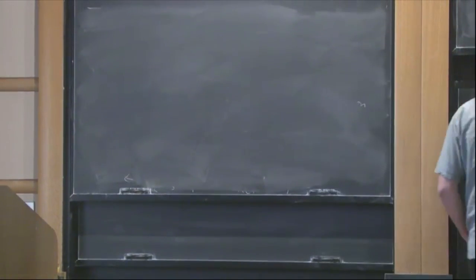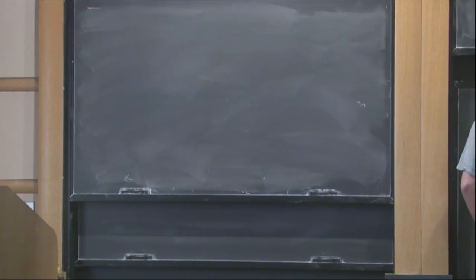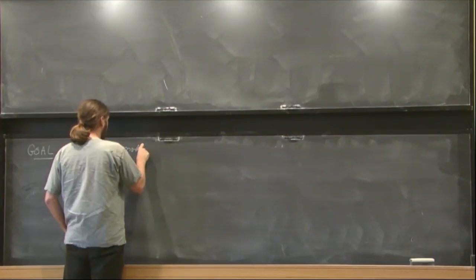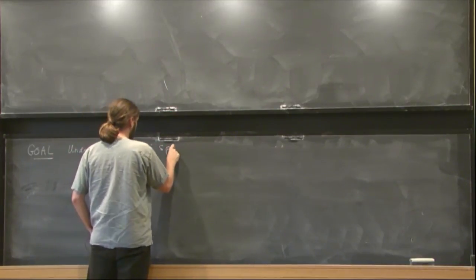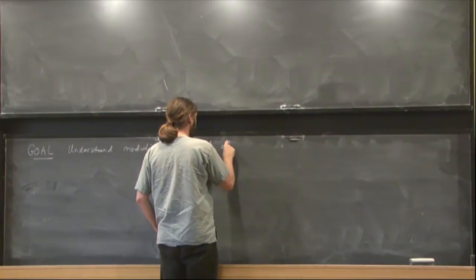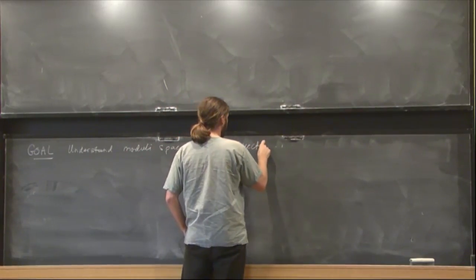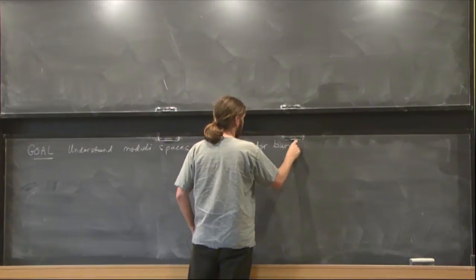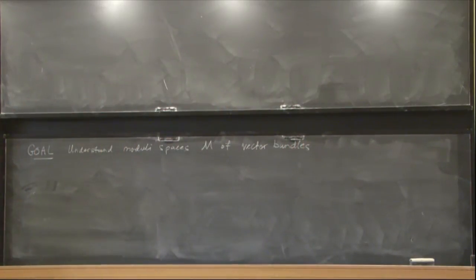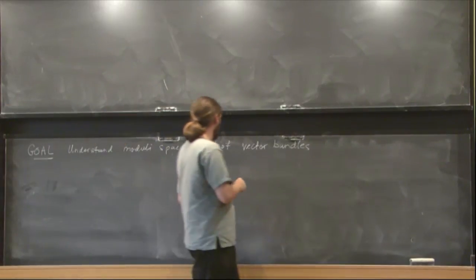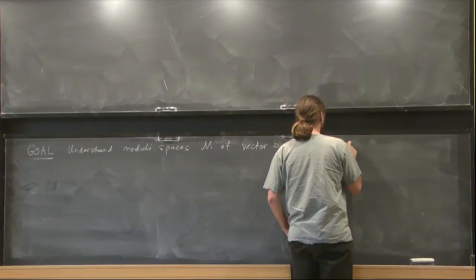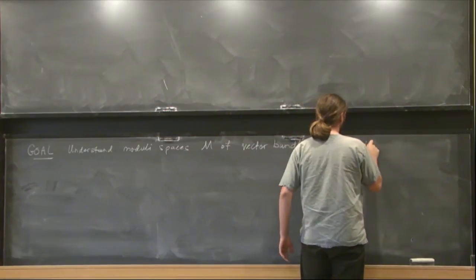So I'd like to understand moduli spaces. Say, I'll call them M of, so vector bundles. So vector bundles on some variety might vary with continuous parameters. And I'm going to consider these on so-called Calabi-Yau varieties.